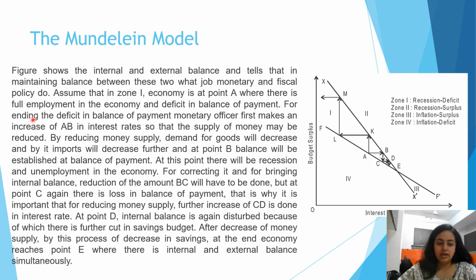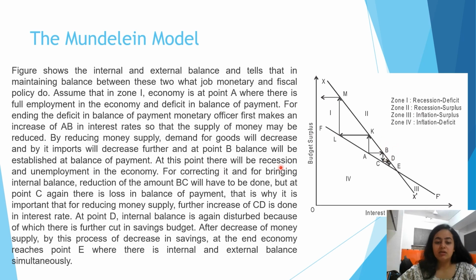For ending the deficit in balance of payments, the monetary authority first makes an increase of AB in interest rate. So it goes from this point to this point, so that the money supply may be reduced. By reducing the money supply, demand for goods will decrease, and by it, imports will decrease also. Further, at point B, balance will be established in the balance of payments. Now we know that this line is showing balance of payments. So when we are going from point A to B, we are achieving balance of payments.